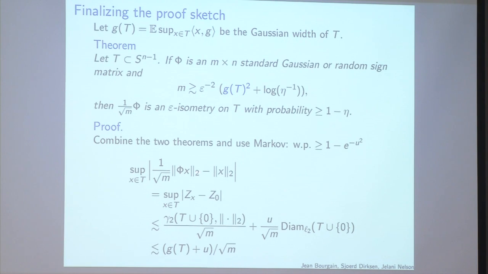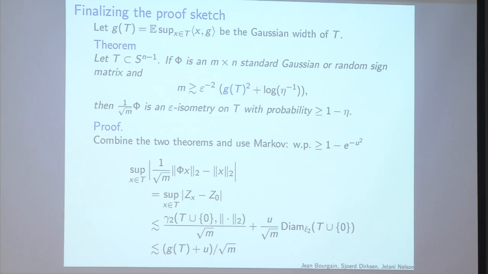So you simply combine these two theorems. Now we know that we can write this as the sup over Z_x minus Z_0, and we just learned that this process is sub-Gaussian. Now I can plug in this tail bound and estimate this with high probability by this gamma 2 functional plus u over square root m times the diameter of T. T is in the unit sphere, so this is a constant. And I get this estimate, and this is smaller than epsilon if this condition holds.